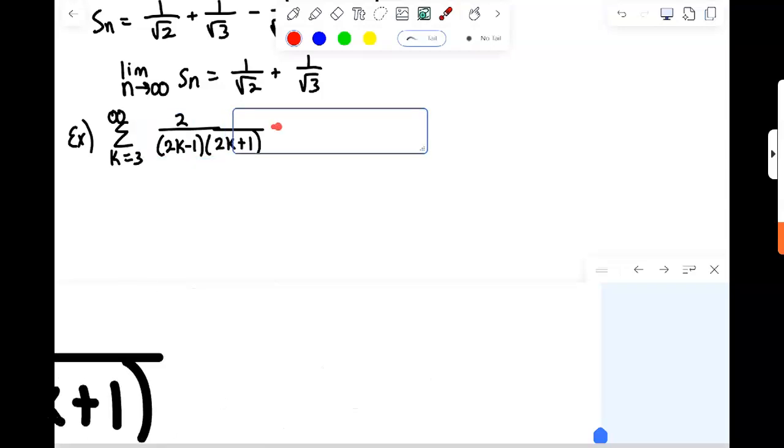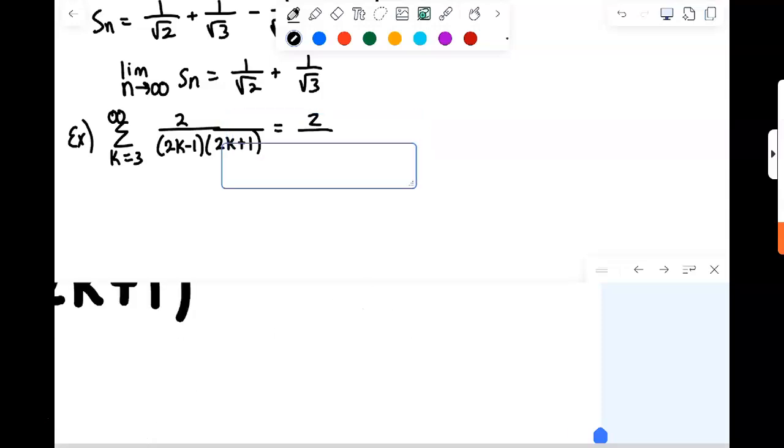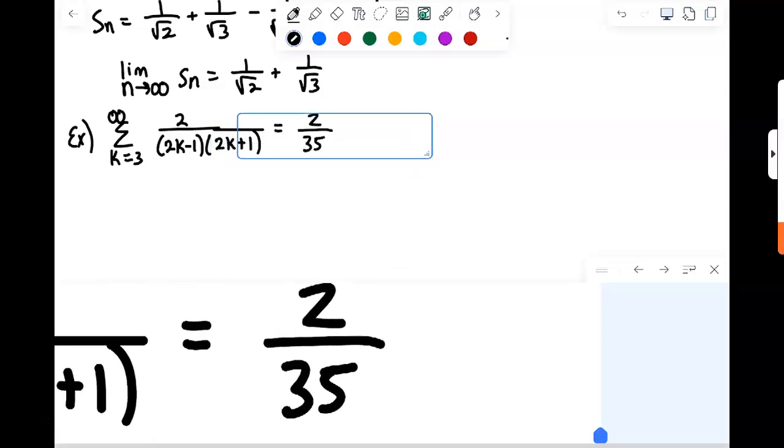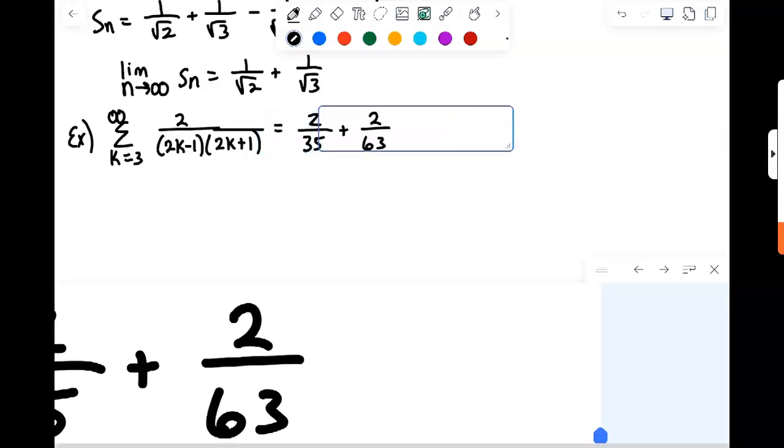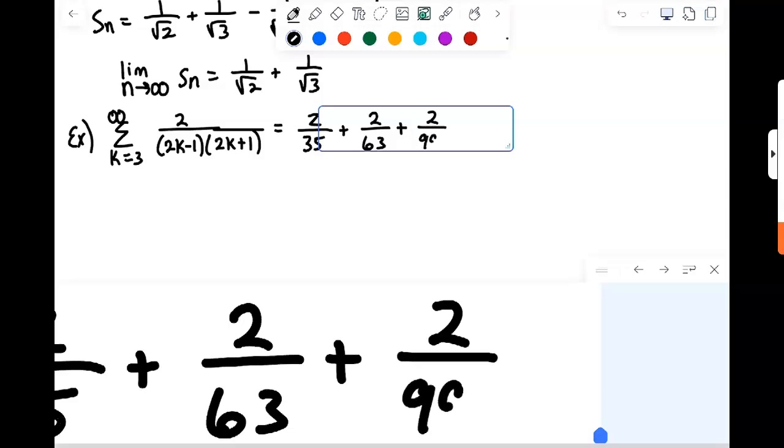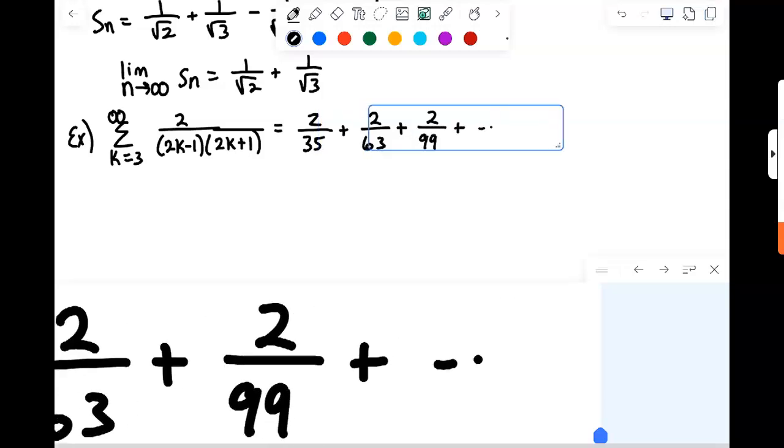So just to see what's going on here, my first few terms of this sequence would be 2 over 5 times 7, which is 2 over 35, plus 2 over 7 times 9, which is 2 over 63, plus 2 over 9 times 11, and so on and so forth. So looking at the terms of the sequence, again, we don't see that it in any way looks like a telescoping sequence.